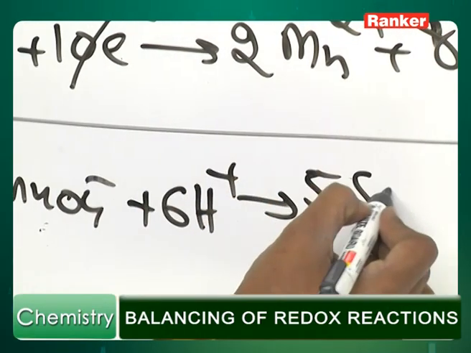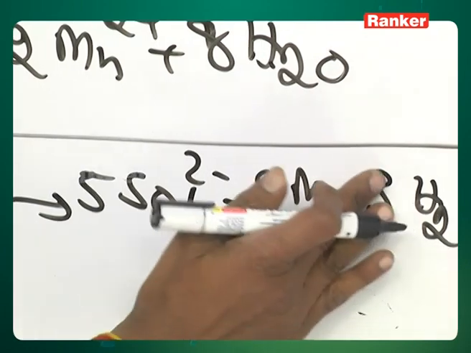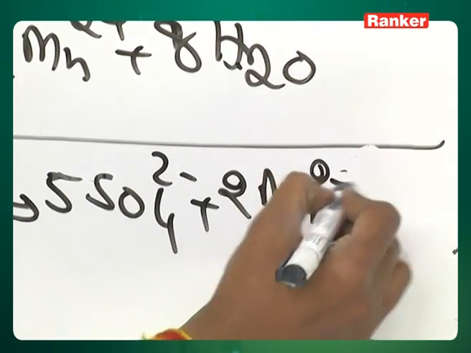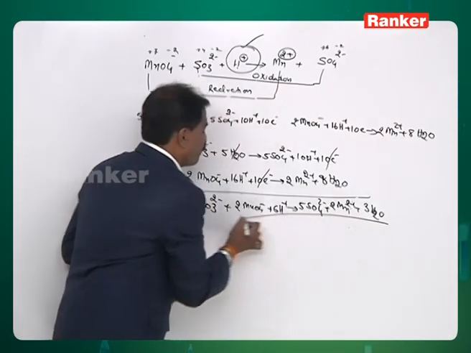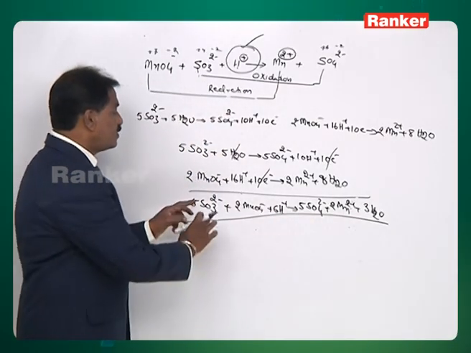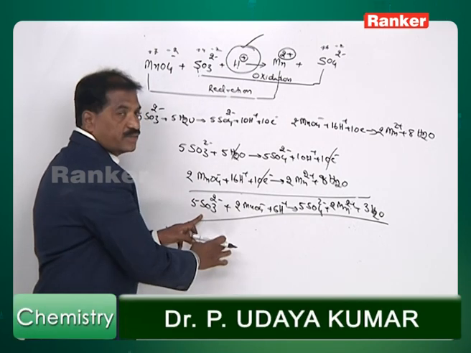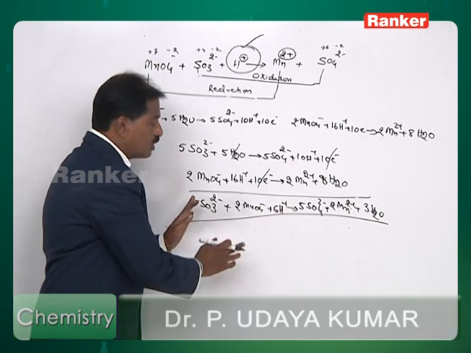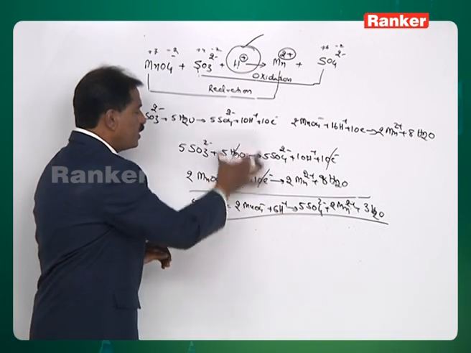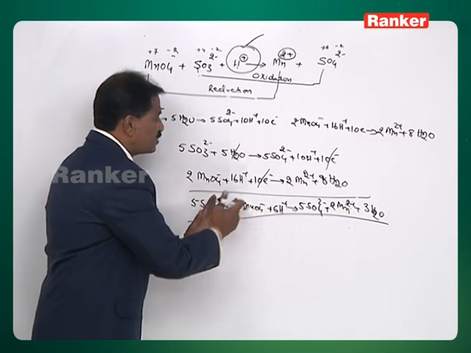Next here 5SO4 2 minus plus 2Mn2 plus plus 3H2O. This is the net derived reaction. After deriving this reaction, now if you count the number of atoms, if you count the charge, if you count the electrons, every type of the species have been equalized with each other from the reactant side to the product side.